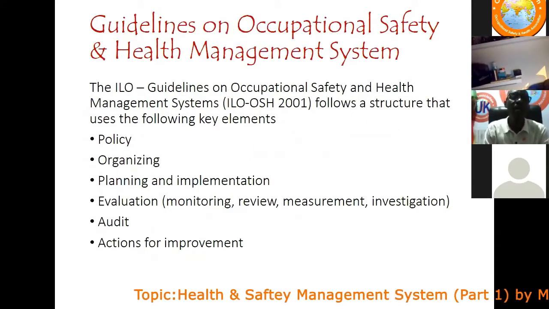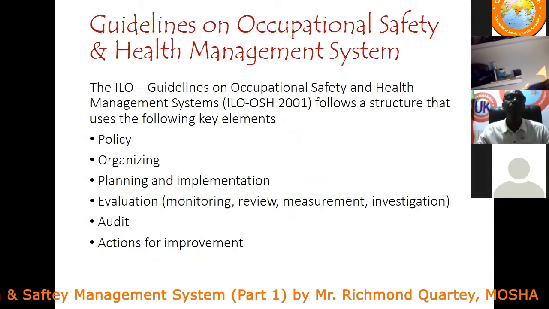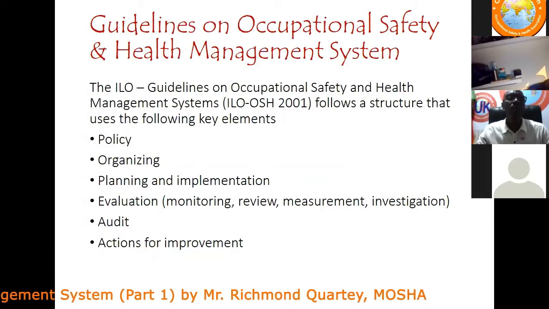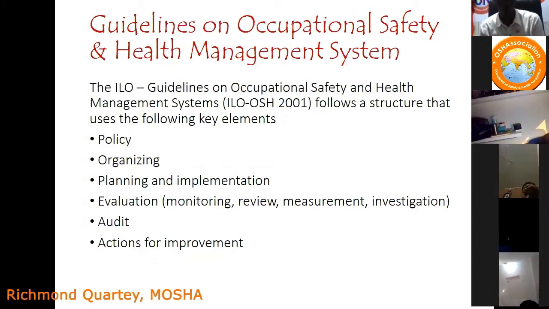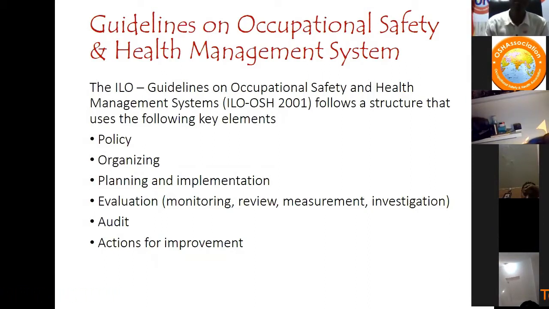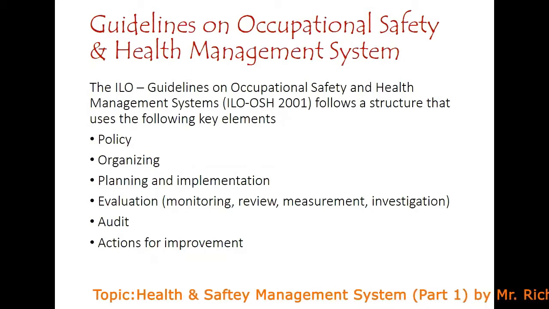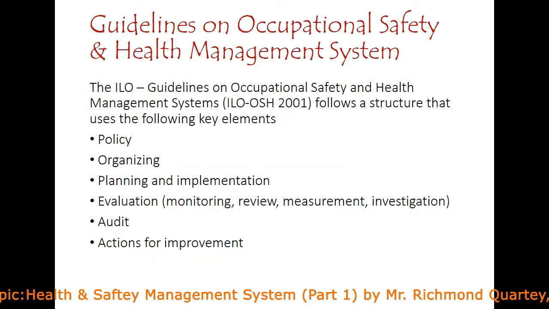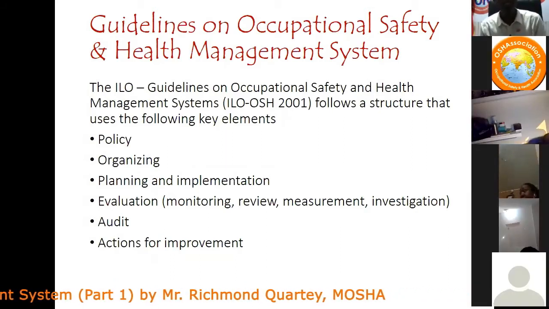Guidelines on occupational safety and health management system. The full meaning of ILO is International Labour Organization. Guidelines on occupational safety and health management systems, that is 2001, follows a structure that uses the following key elements: policy, organizing, planning and implementation, evaluation, monitoring, review, measurement, investigation, audit, and options for improvement.